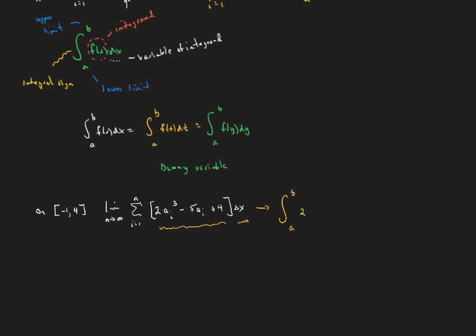It's going to be 2x to the third minus 5x plus 4. And then that delta x becomes a dx. Okay? Let's do a new panel here.